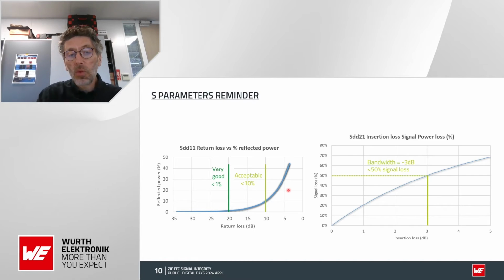For S21, this is written DD here because this is a differential pair. For the insertion loss, this is easier because you know the concept of bandwidth. The bandwidth is at minus 3 dB. It means that this is below 50% of the signal loss for the insertion loss.